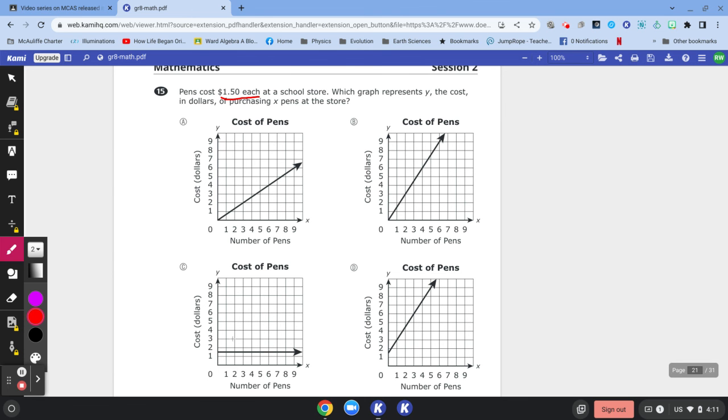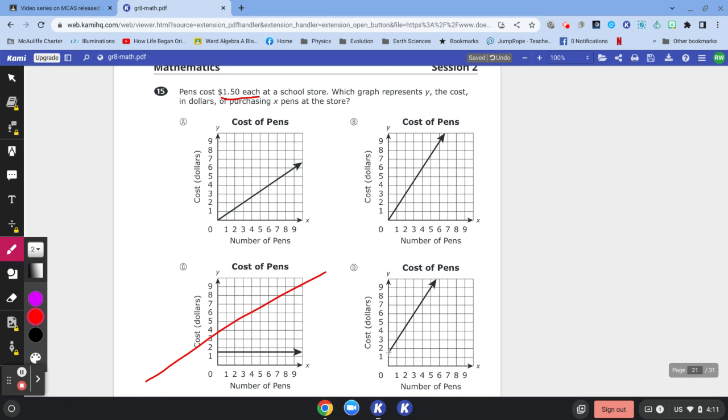Okay, so let's look at distractors. C is a distractor. It sets y as 150 no matter how many pens you buy. So you're not increasing anything. You're just like, I can buy 1 pen for $1.50 or 3,000 pens for $1.50. That is not it.